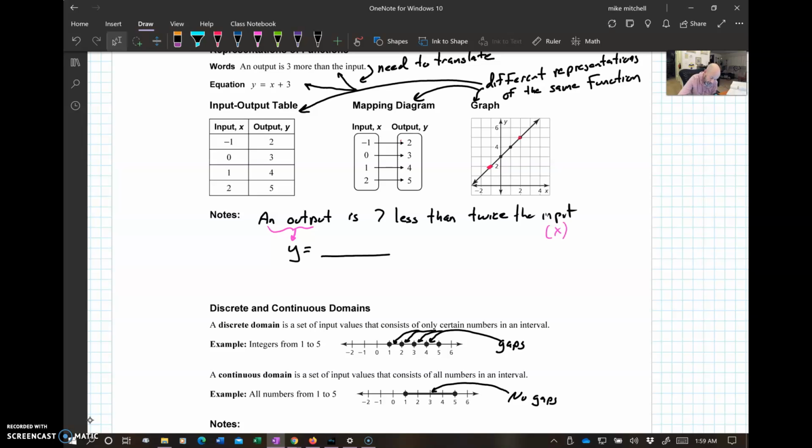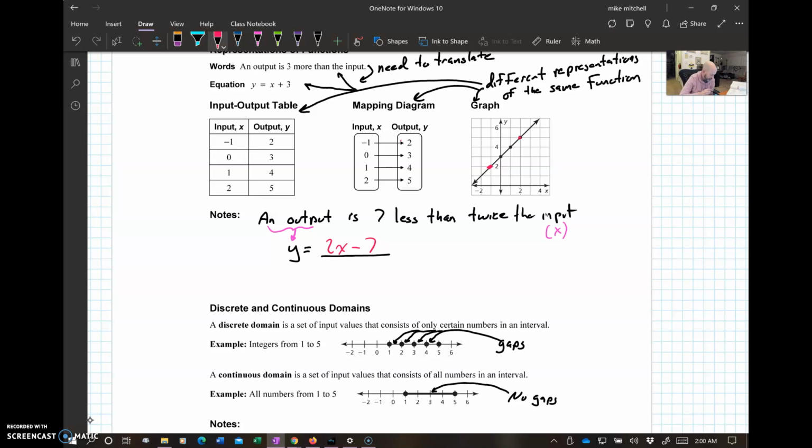Okay, bet most of you got pretty close on this. Minus 7 less than something is going to be minus 7. You've got to be careful about that. 7 less than, I have to take away 7. Then twice the input, that's twice x, 2x minus 7. Can't get that minus nice and centered, close enough.